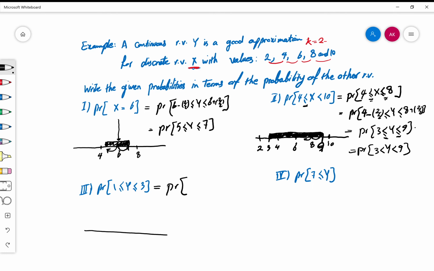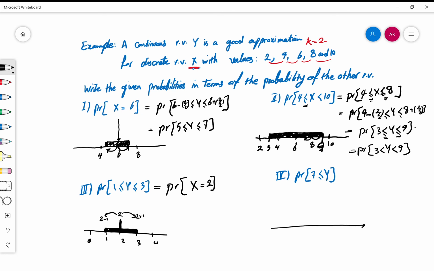So here, y is between 1 and 3, and we know that the only value of x in this interval is 2. So this will be the thickening of 2. Halfway up would be 2 plus 1, halfway down is 2 minus 1. So it's from 1 to 3. So this will be x equal to 2.